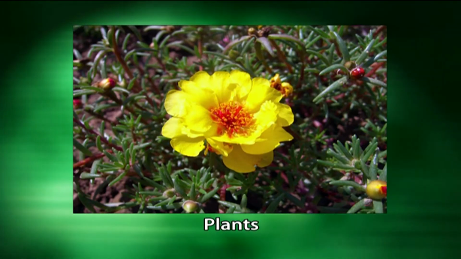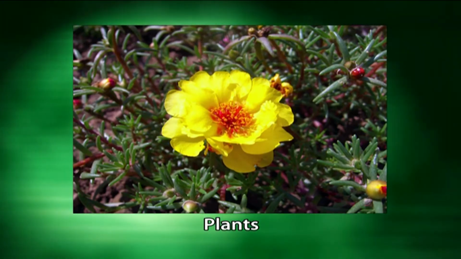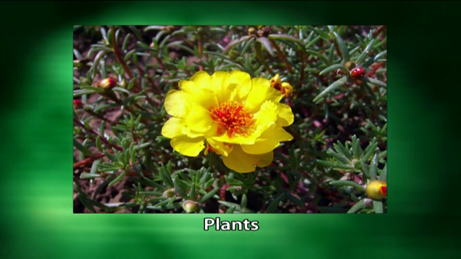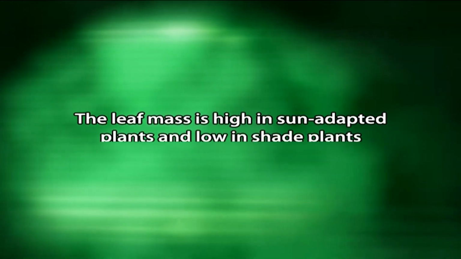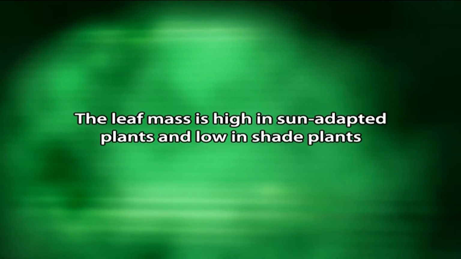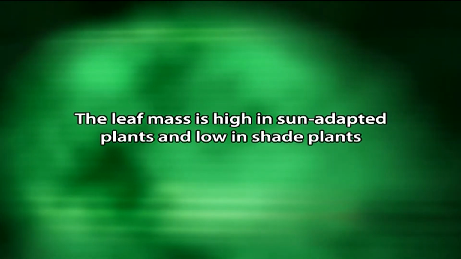The plants growing in high light intensity have small leaves as they receive full sun or good flux of light, and the small size helps them to offer less area to warming radiations and thus minimize water loss. The second adaptation is leaf mass per unit leaf area. The leaf mass per unit leaf area is high in sun adapted plants and low in shade plants.